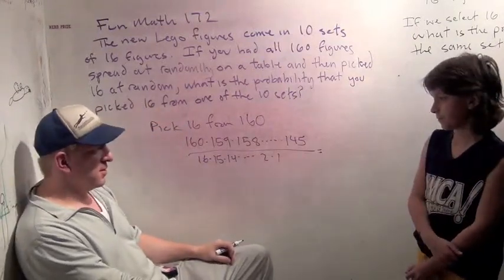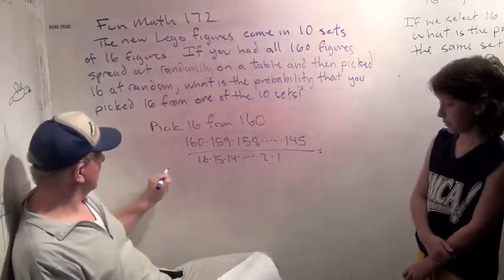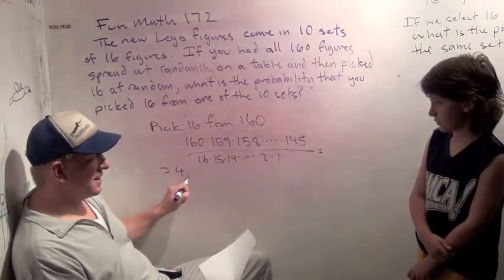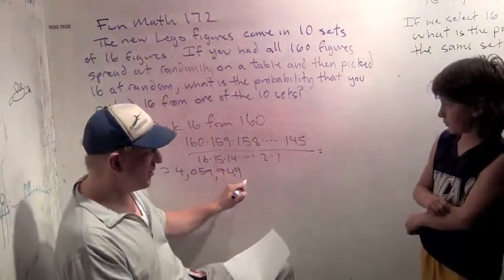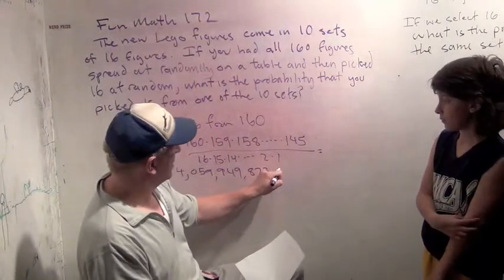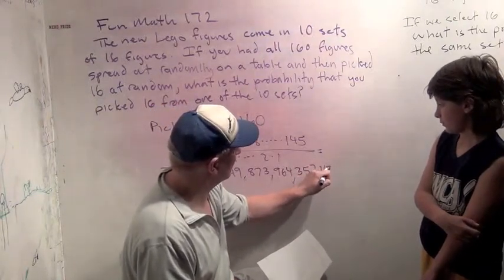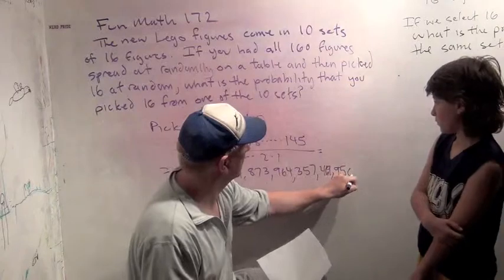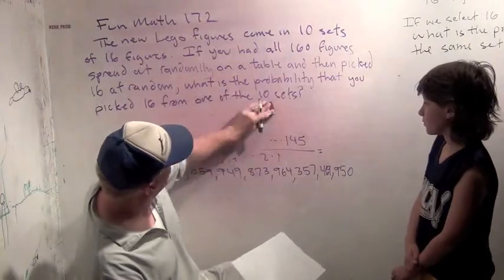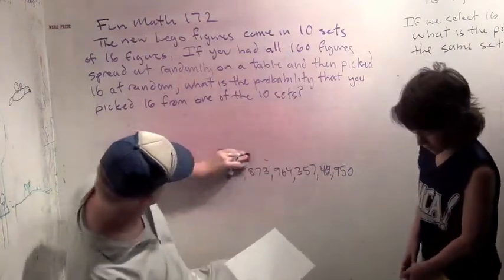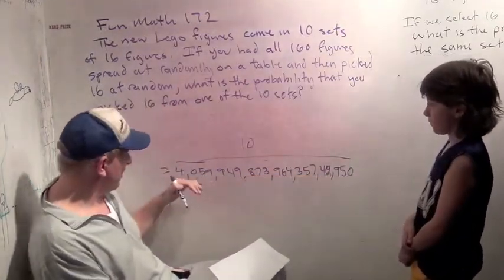So, did we do this in our heads? No, I don't think so. We asked our good friend Mathematica to do this, and this worked out to be 4 sextillion, 59 quintillion, 949 quadrillion, 873 trillion, 964 billion, 357 million, 469,950. And this is 10 over this. And so remember, for our answer to our problem, we needed 10 divided by this. But we could just take off the end 0.